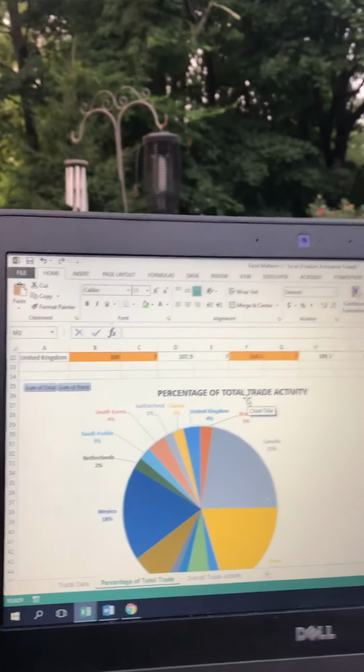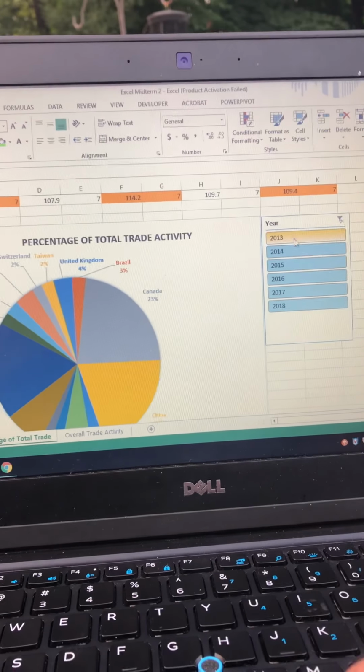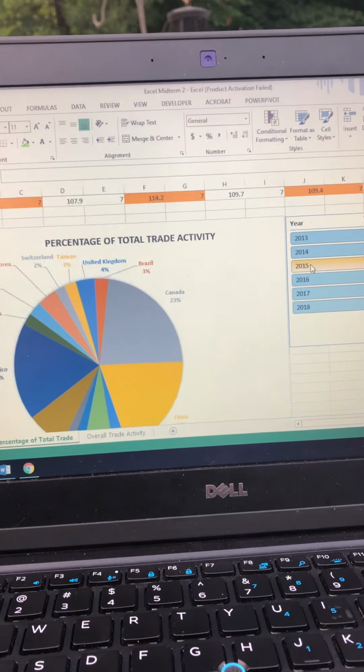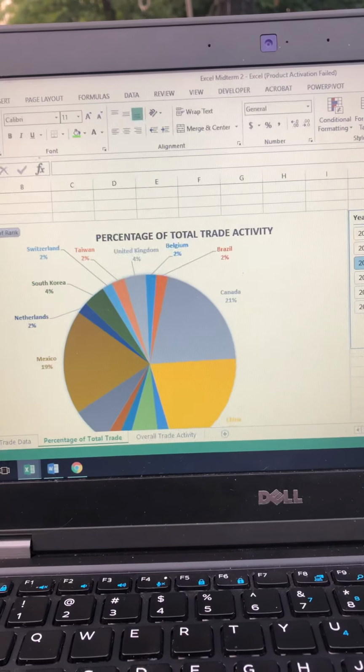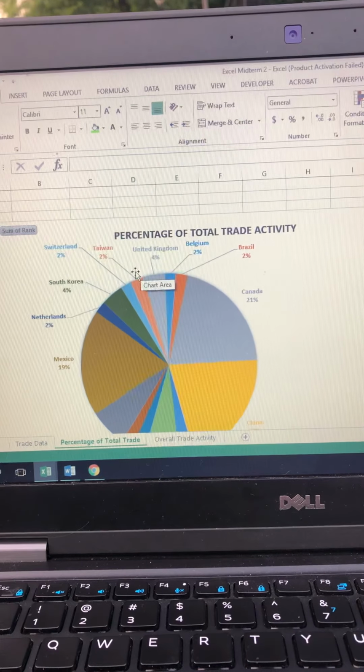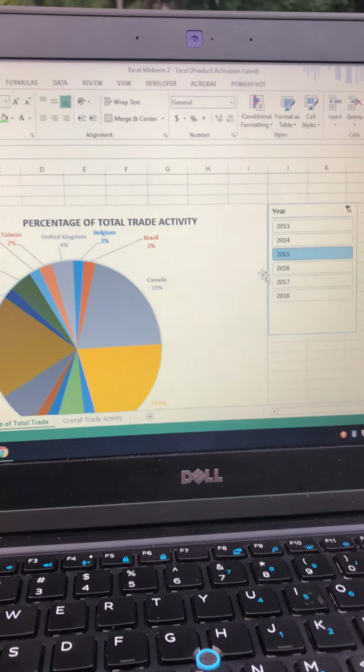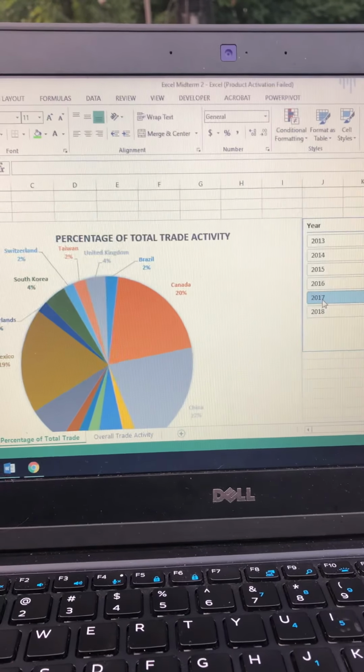Okay. And down here, I actually included a little graph of the percentage of total trade activity that we had for a particular year. And then I put a little slicer over here to show that data. So in 2015, let's say, for example, it changes up a little bit. You see we got Taiwan, UK, Belgium, and then if you press 2017, the data changes a little bit more.